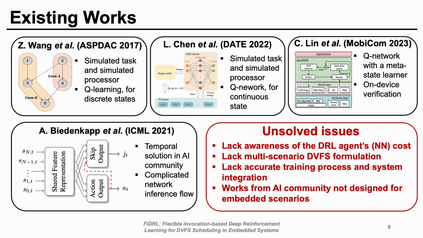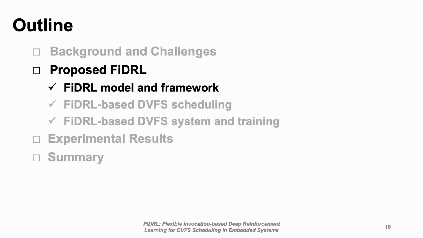Some related works were conducted in the embedded system community and the AI community, but the unsolved issues commonly contain the lack of awareness of our mentioned challenges, and some works from the AI community are not designed for embedded system scenarios and bring some concerns when simply transferring their solutions. To solve these 3 challenges, we propose a flexible invocation-based DRL. We use FiDRL in the following description.